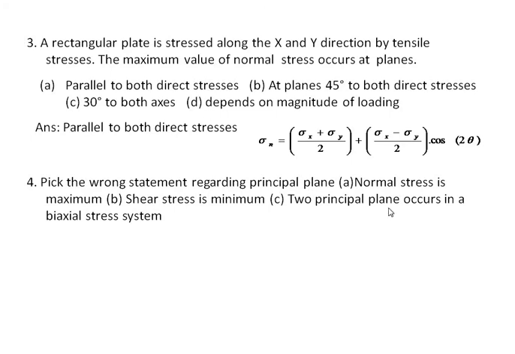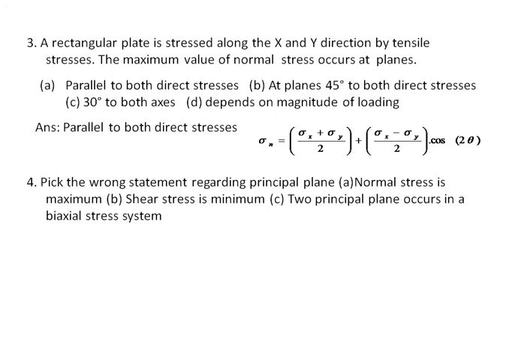Let's see the first statement. Normal stress is maximum. The basic definition of principal plane is that in the principal plane, the normal stress value is maximum. That is the right answer. The second statement, shear stress is minimum. The other way of looking at the principal plane is that in the principal plane, the shear stress is 0. So it is not minimum, it is 0. It has no value. So the second statement is wrong.